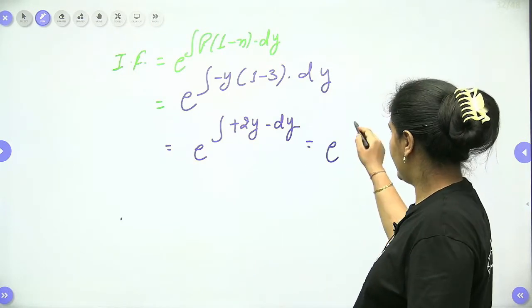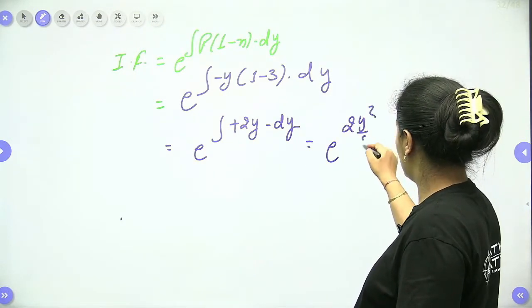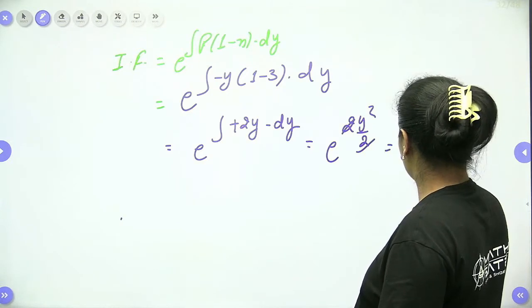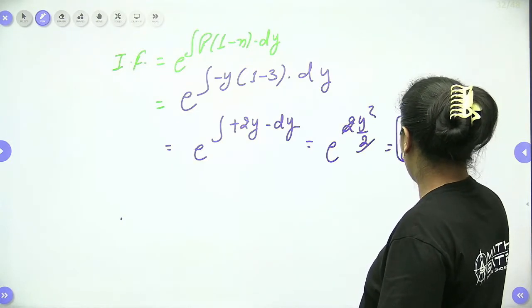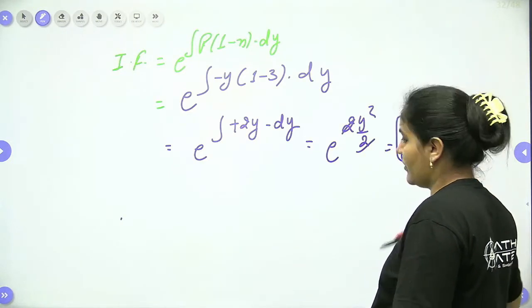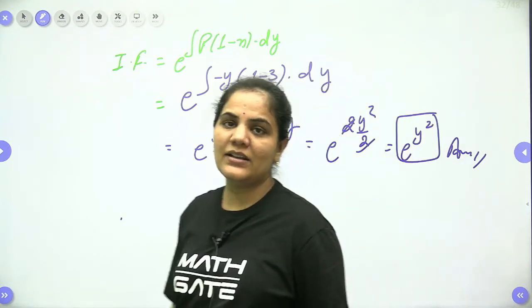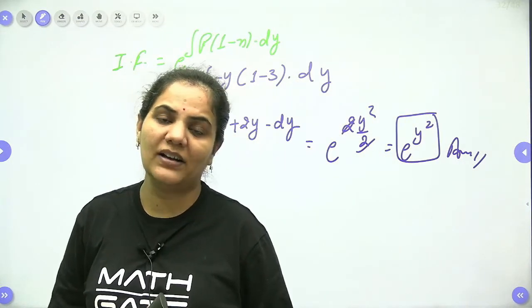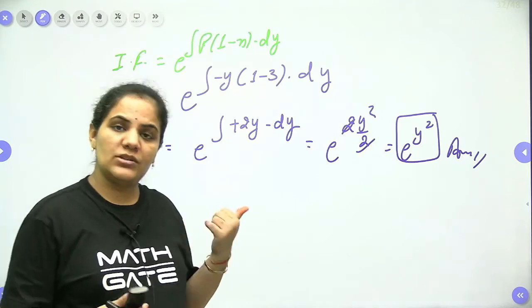So when we integrate, it will be 2y square by 2. The 2 and 2 cancel out. So hence your integrating factor will be e to the power y square only. So it's already talking about only and only the integrating factor. So it will be e to the power y square only.